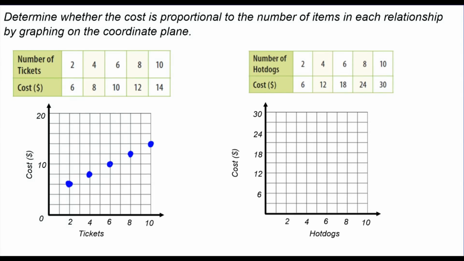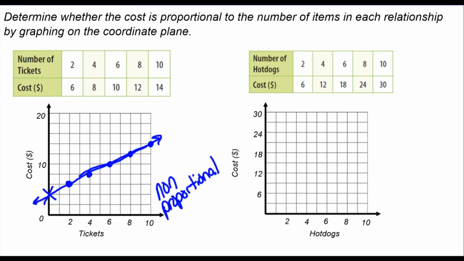Now this is a straight line relationship, so if I extend that straight line back, that is not going to cross at the origin. So this is non-proportional because it does not pass through the origin.